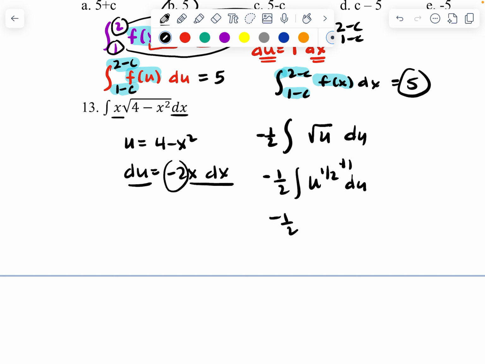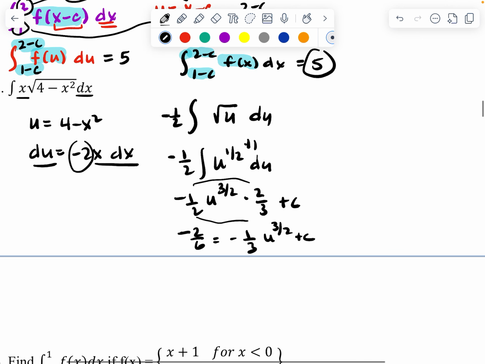If I add 1, I'm going to get u to the 3/2. You have to multiply by the reciprocal and then plus c. Let's multiply the fractions together. So I'm going to get negative 2 over 6, which is negative 1/3. And then I have u to the 3/2 plus c. And then I could just replace the u with what it was in the first place, which is 4 minus x squared. So this is negative 1/3, 4 minus x squared to the 3/2 plus c.